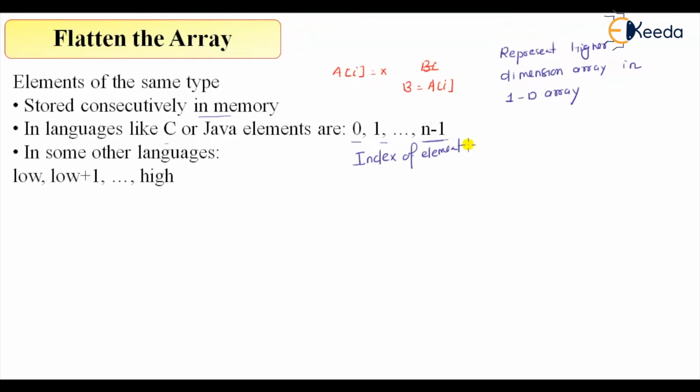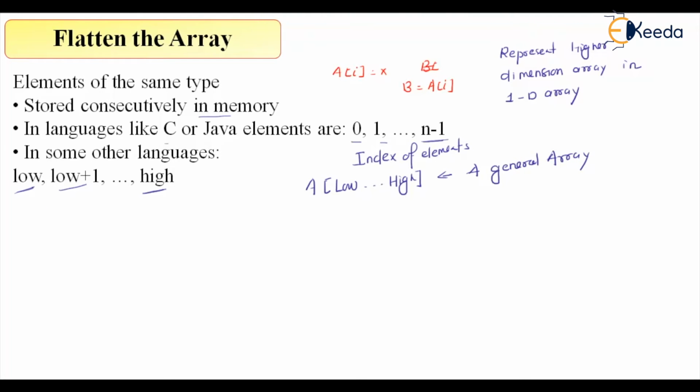In other languages also there is a lower bound, low, then low plus 1, and up to high. So array A is represented from low to high, and that is what is called a generalized array, a general array.